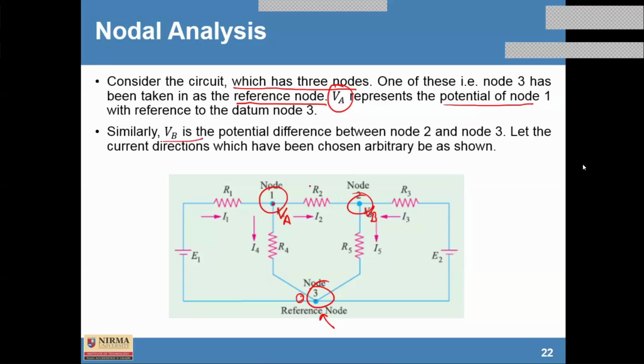Similarly, VB, as I already mentioned, is the difference between node 2 and node 3. The current direction has been chosen arbitrarily, as shown. The current direction is mentioned here. The current is flowing like I2, like this, I1, I. This is the assumed direction, and we know the potential difference or voltage drop across it. How to write the equations?